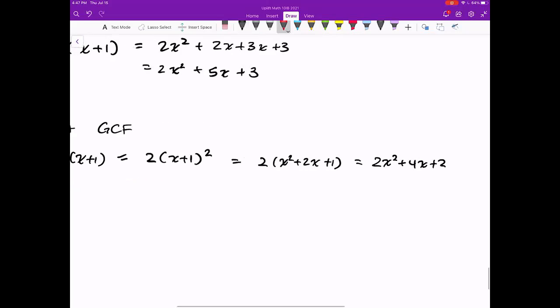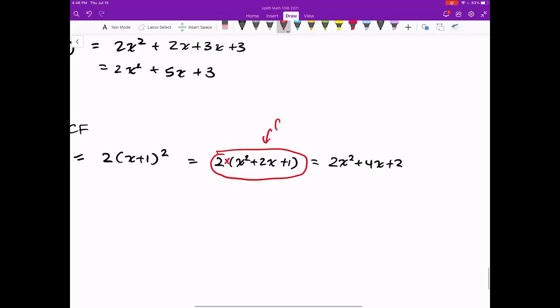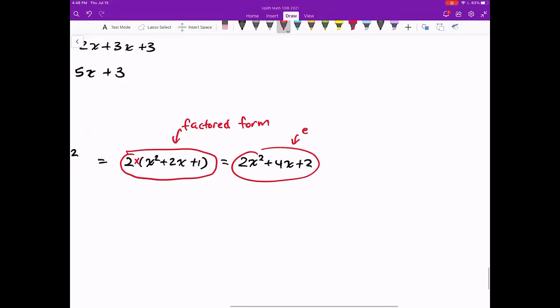Notice how this form right here is actually not the expanded form. That's still the factored form because you're multiplying two expressions, right? So if on a test you're asked to find the expanded form, then you have to simplify further and multiply this 2 to each term. So this is the factored form, and this is the expanded form.